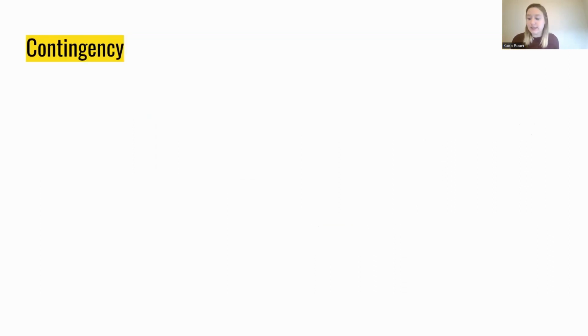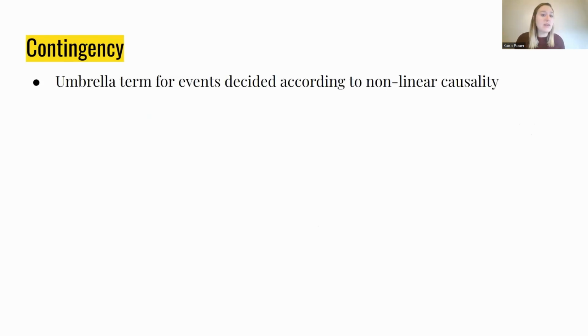So contingency, I've used this term a couple of times already. This is an umbrella term for events decided according to nonlinear causality. So instead of just reading the piece of paper, there might be these things that come up that cause you to react in the moment. And these can be different techniques, mechanisms, processes, and actions.